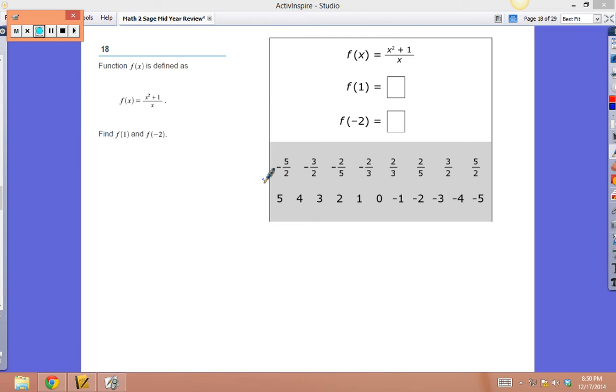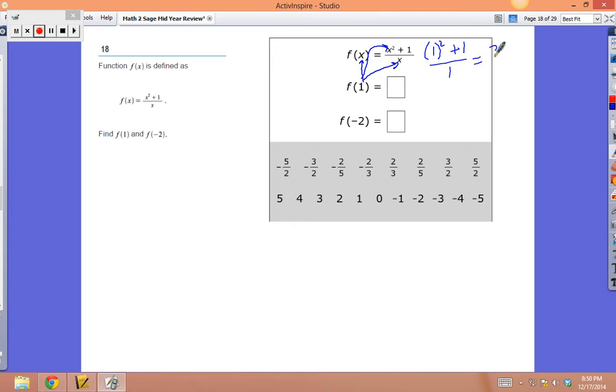Number 18, they give you a function, and all they want you to do is evaluate the function for 1. So they want you to replace x with 1. So if you put 1 in place of these x's, you're going to get 1 squared plus 1 over 1, which will simplify to 2 over 1, which is just a 2.